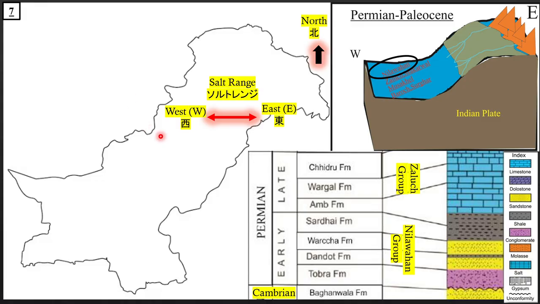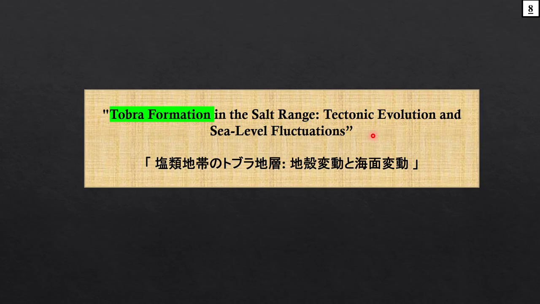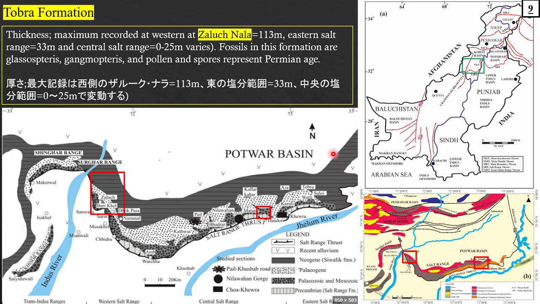So the depositional model for the early Permian Nilawahan Group is towards the western side of the Salt Range. It means that the eastern Salt Range will be exposed while the deposition is going on in the western Salt Range. So these early Permian rocks are deposited mostly around the western Salt Range. The first formation is the Tobra Formation, its tectonic evolution and sea level fluctuation.